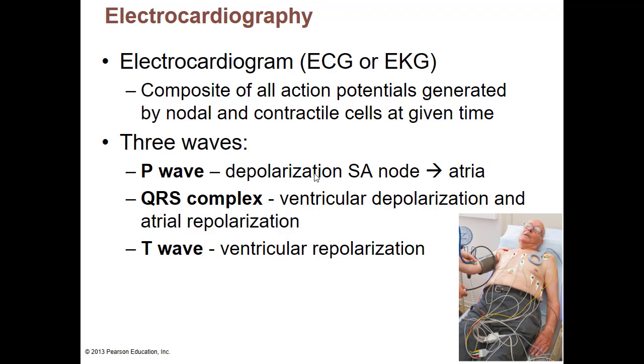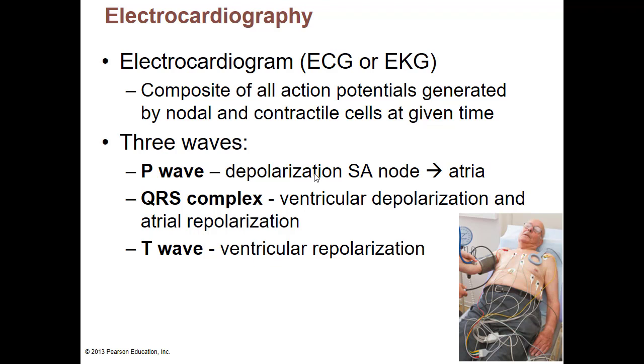There's a P wave. Let's see if I can draw this accurately. It's probably not drawn to scale. But there's first a P wave. This is a depolarization of the sinoatrial node. So this is depolarization happening in the atria, which means the atria are going to contract. So your P wave is your atria depolarizing. They're creating an action potential. Then your atria are going to relax.